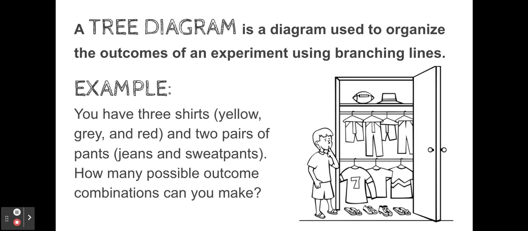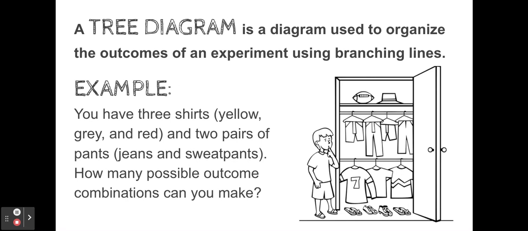Now let's look at another way that we can organize all of the possible outcomes of an experiment. Similar to a table, a tree diagram is a visual way of organizing information. But instead of using straight rows and columns like a table, a tree diagram organizes outcomes using branching lines. Let's look at this example.